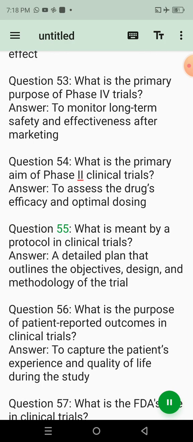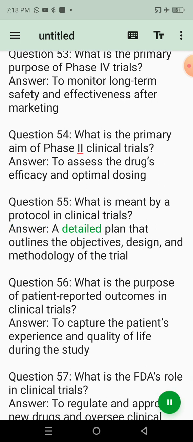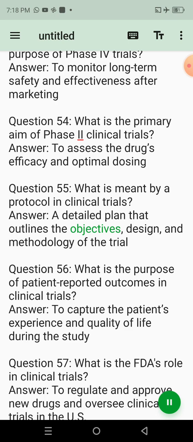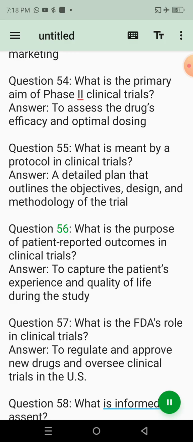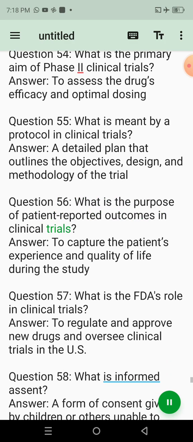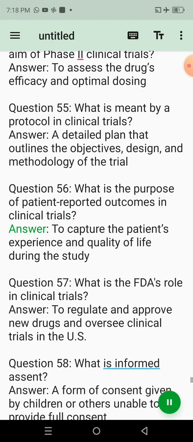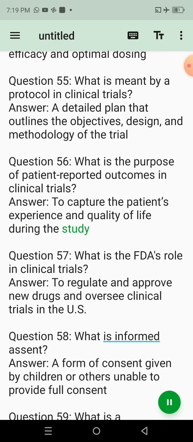Question 55. What is meant by a protocol in clinical trials? Answer: a detailed plan that outlines the objectives, design, and methodology of the trial. Question 56. What is the purpose of patient-reported outcomes in clinical trials? Answer: to capture the patient's experience and quality of life during the study.